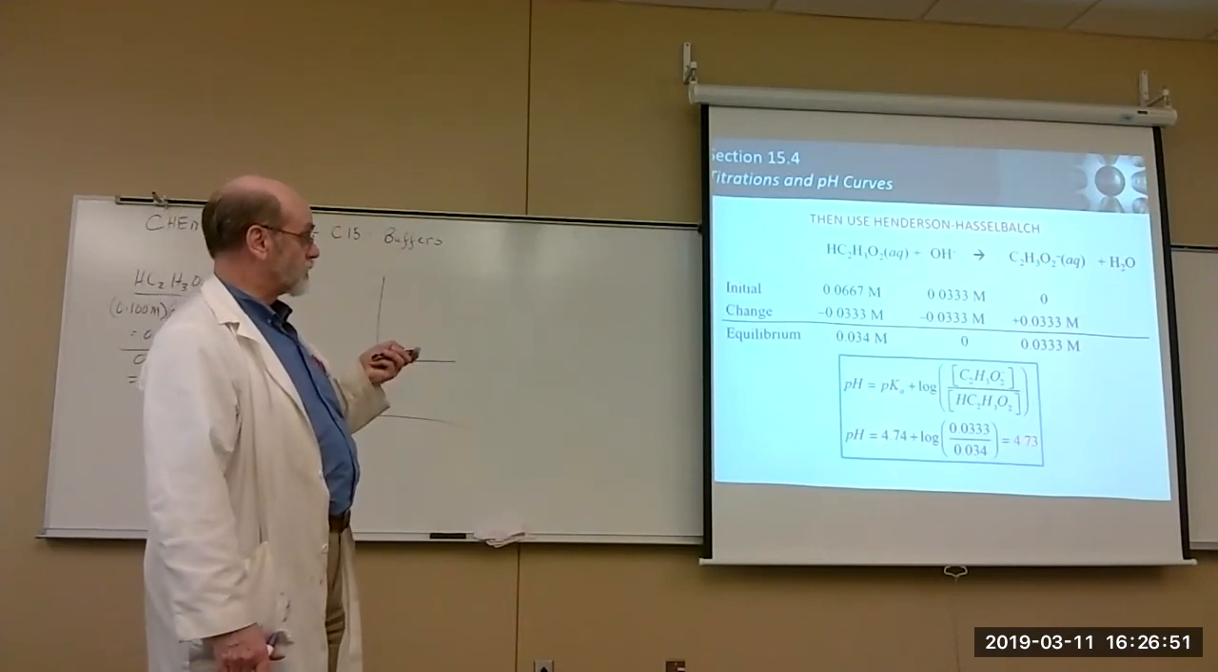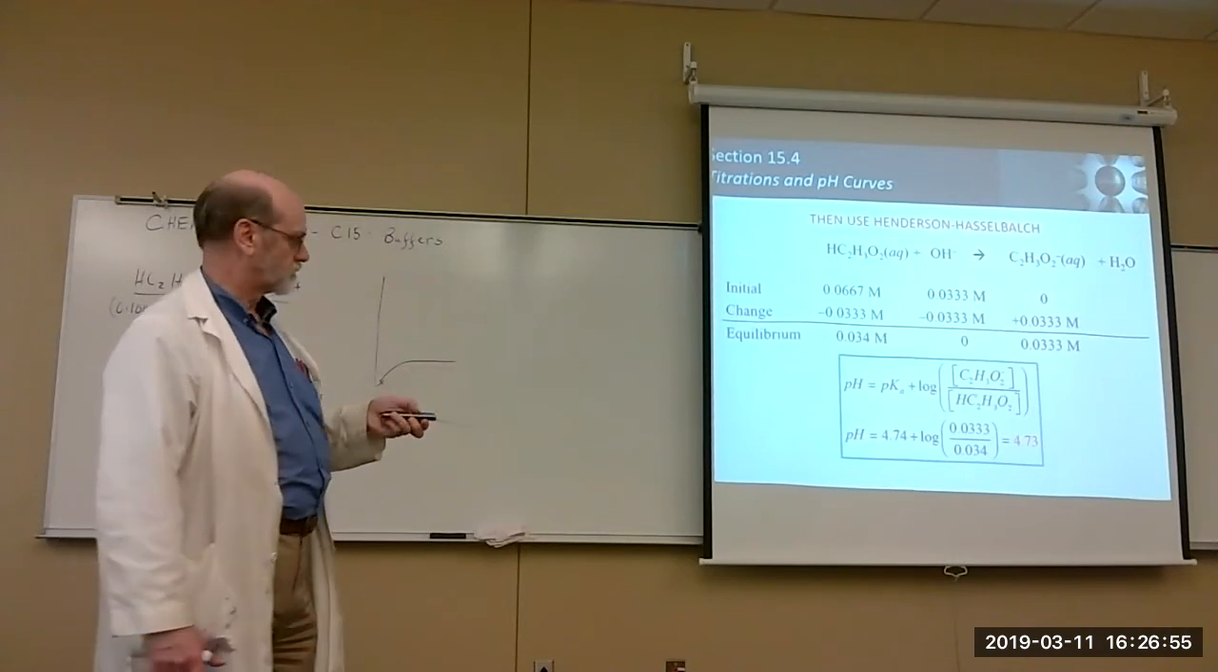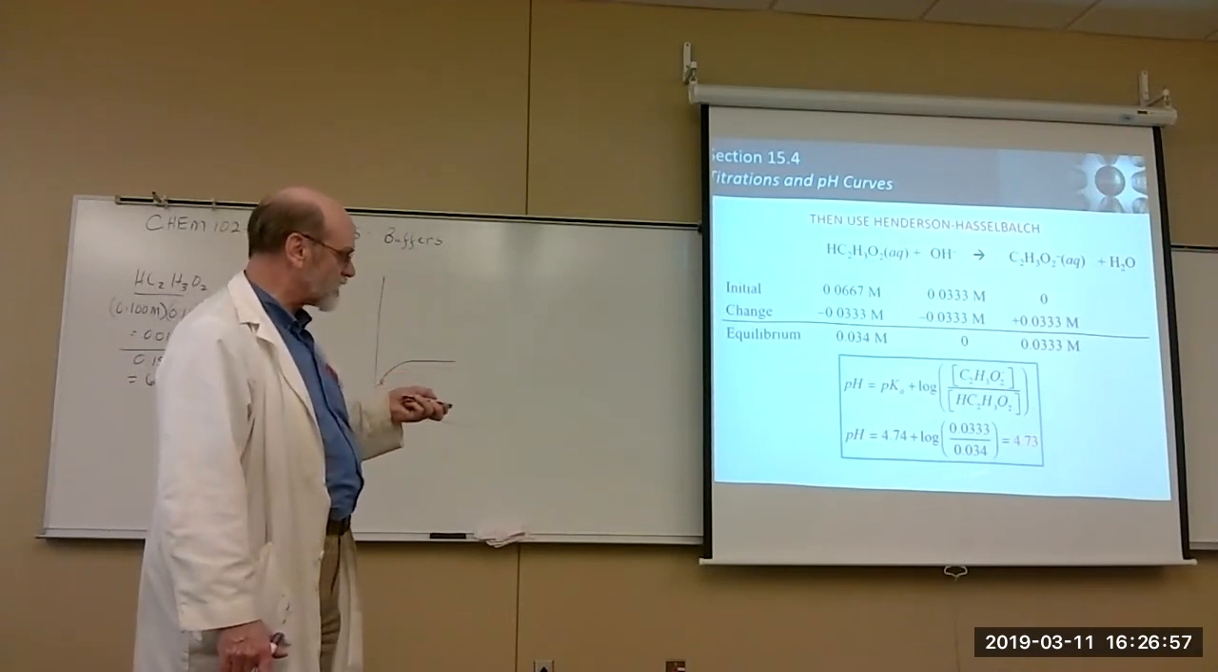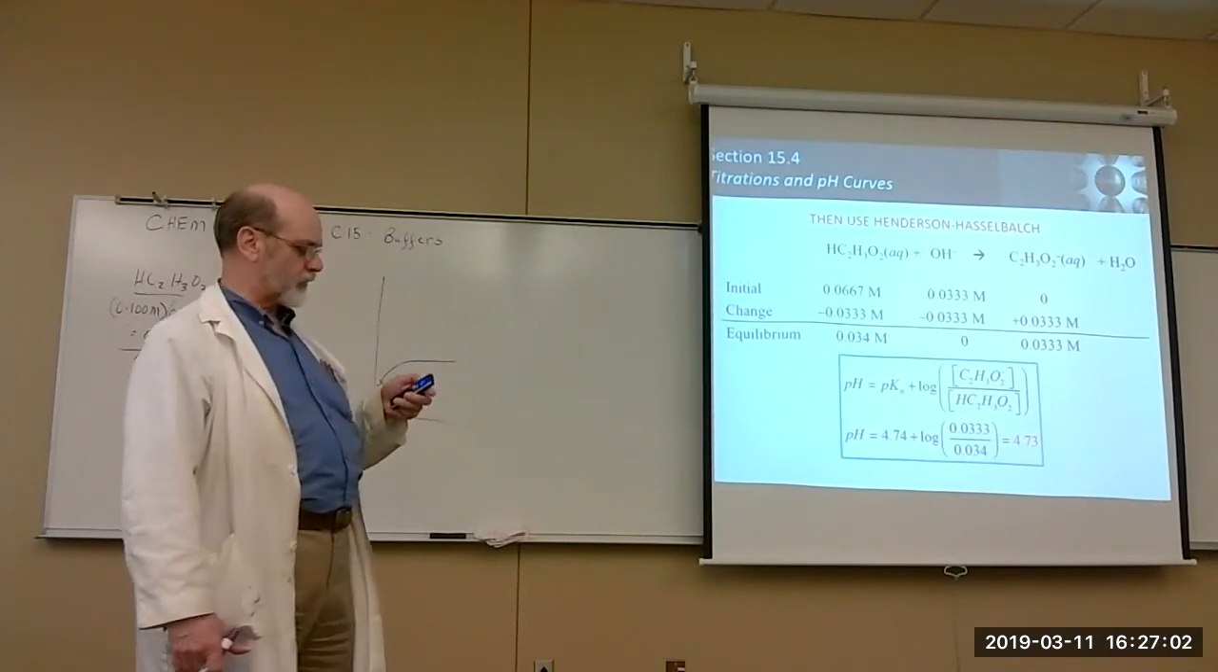So don't get confused. This is the stoichiometry. It's not the equilibrium anymore. This equation is the equilibrium. And the pH now will be 4.73.